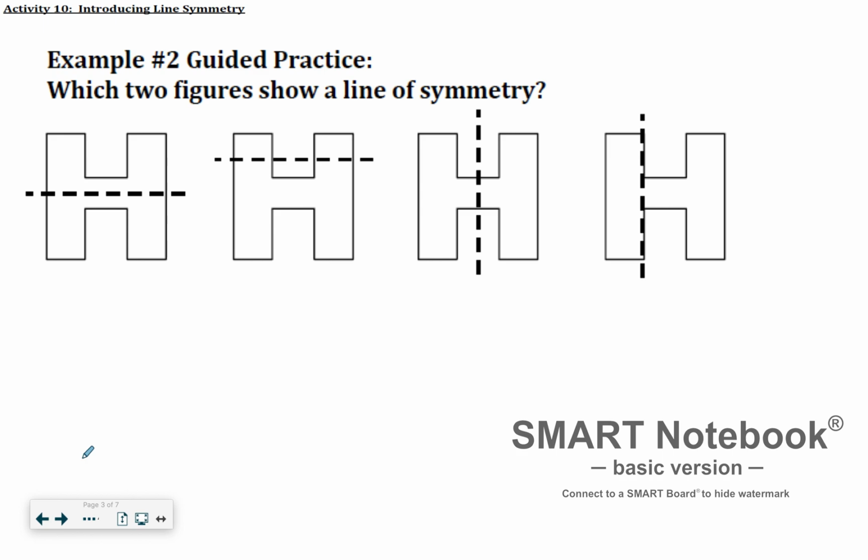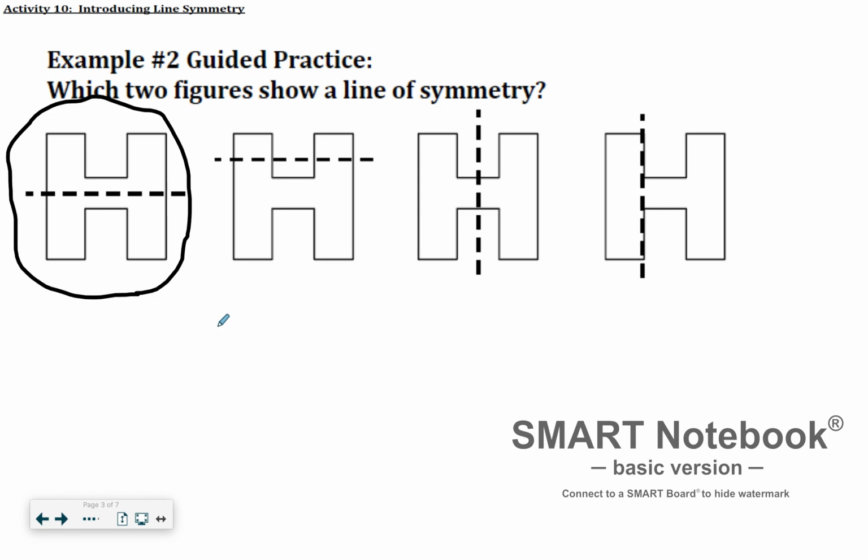Example 2, guided practice. Which two figures show a line of symmetry? Figures can have more than one line of symmetry. As long as a line can be folded upon to have matching parts on either side, it is considered a line of symmetry. In this example, we are being asked to find two lines of symmetry. Imagine folding along the dotted line of the first H. Would there be matching parts on either side of this? Of course. So this would be a line of symmetry. If you were to fold on that dotted line in the first H, both halves are the exact same.